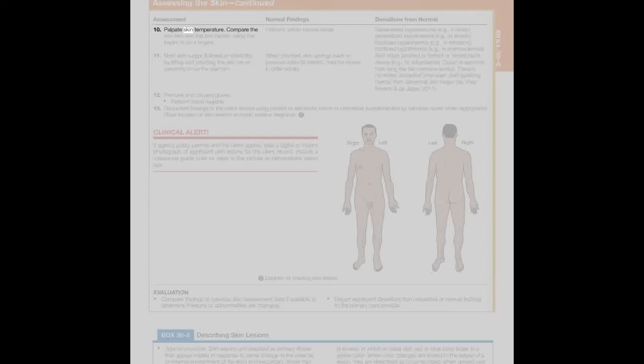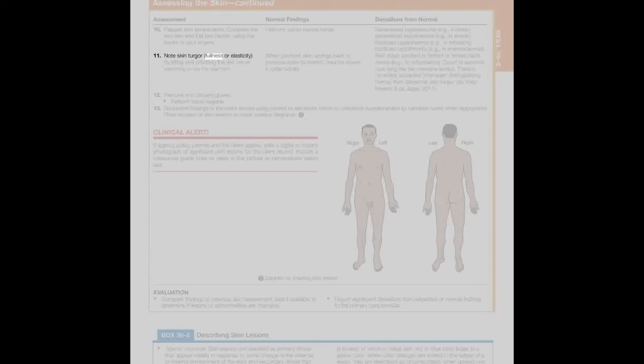10. Palpate skin temperature. Compare the two feet and the two hands, using the backs of your fingers. Uniform, within normal range. Deviations: generalized hyperthermia, for example, in fever, generalized hypothermia, for example, in shock, localized hyperthermia, for example, in infection, localized hypothermia, for example, in arteriosclerosis.